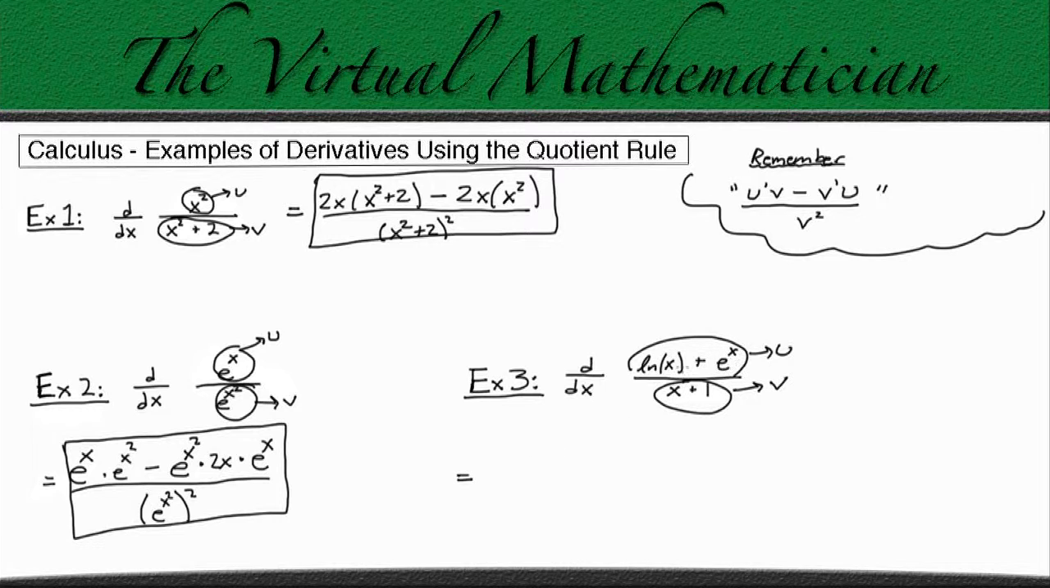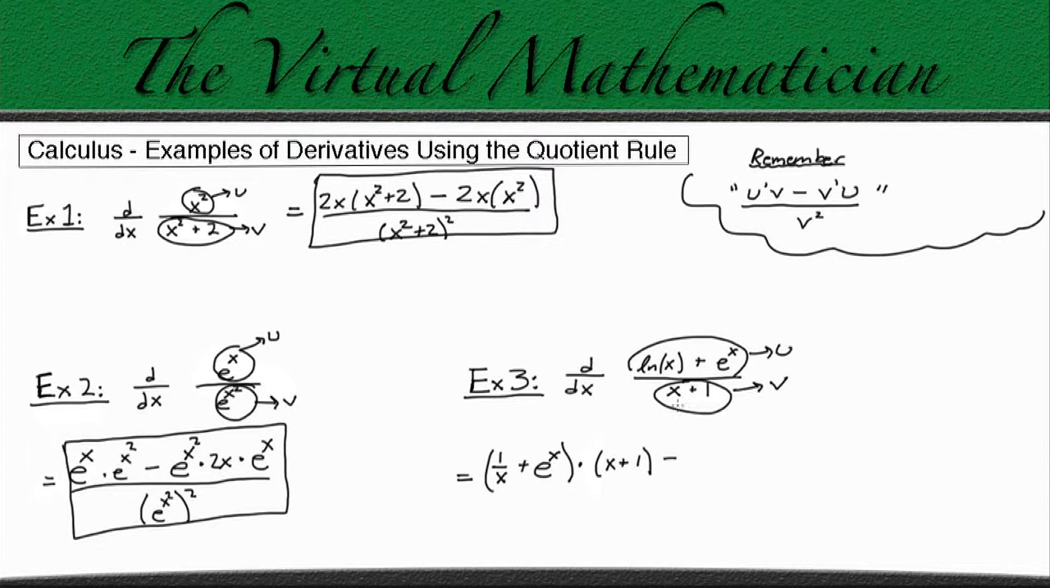So we have a sum of functions again, so we're going to take the derivative of this one plus the derivative of that one. So the derivative of the natural log is 1 over x plus the derivative of e to the x, which is itself, and I'll separate that in parentheses, times v, so that's going to be times x plus 1, minus the derivative of v.